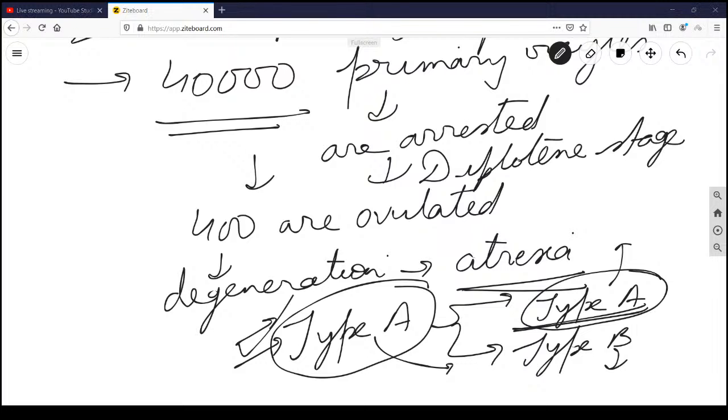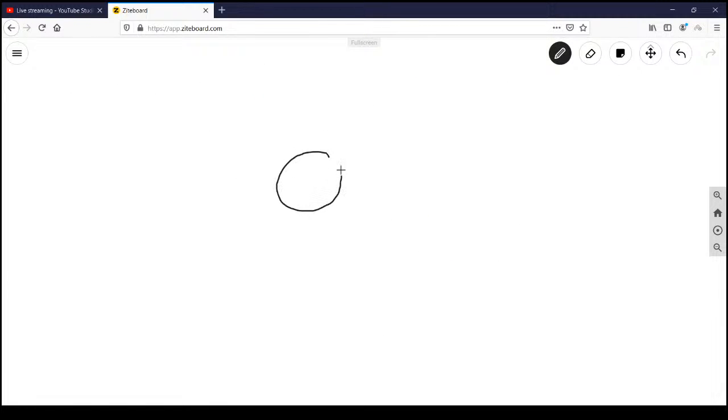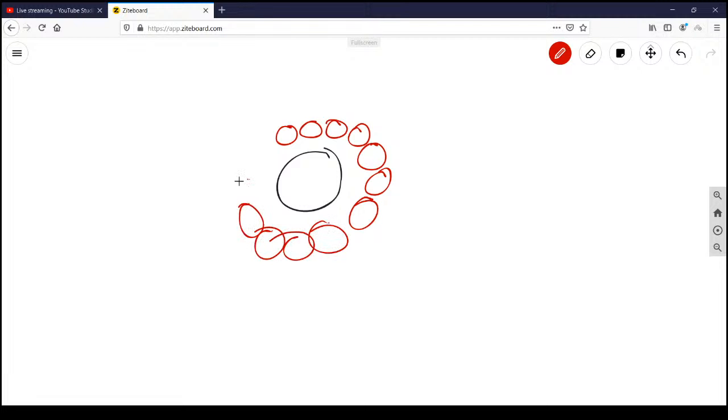Okay, now the egg or the ovum along with its surrounding cells is known as a follicle. So suppose this is an egg, and this is the surrounding cell. So this will be known as a follicle.